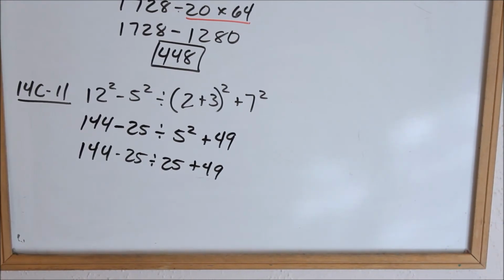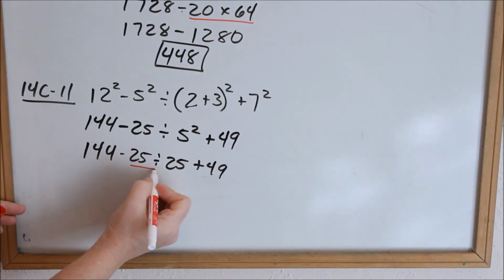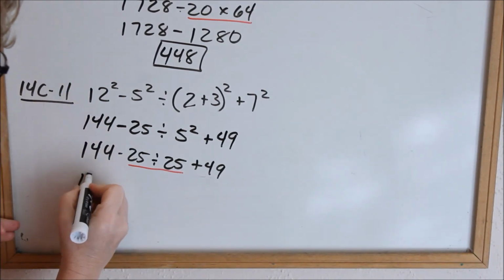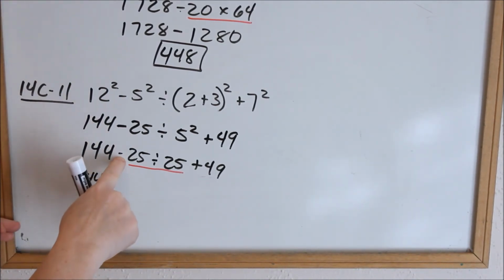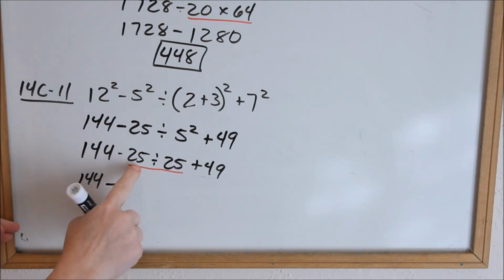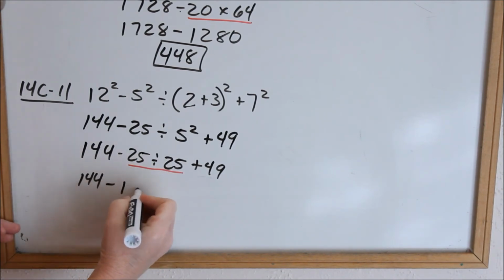Okay, we've done all of our parentheses and exponents. After parentheses and exponents is multiply and divide. You multiply and divide before you add or subtract. So we need to do our division. I haven't done anything to my 144. You can view this as a negative 25 divided by 25. A negative divided by a positive is a negative. 25 divided by 25, 1.